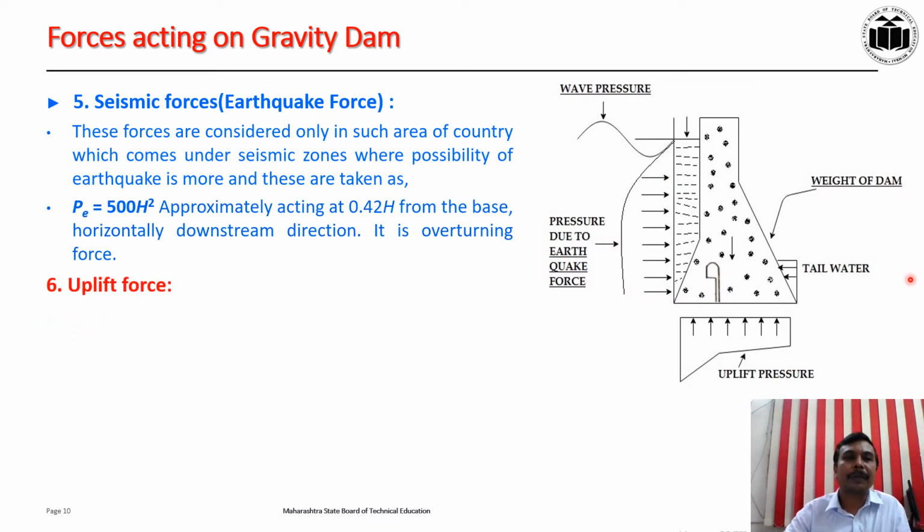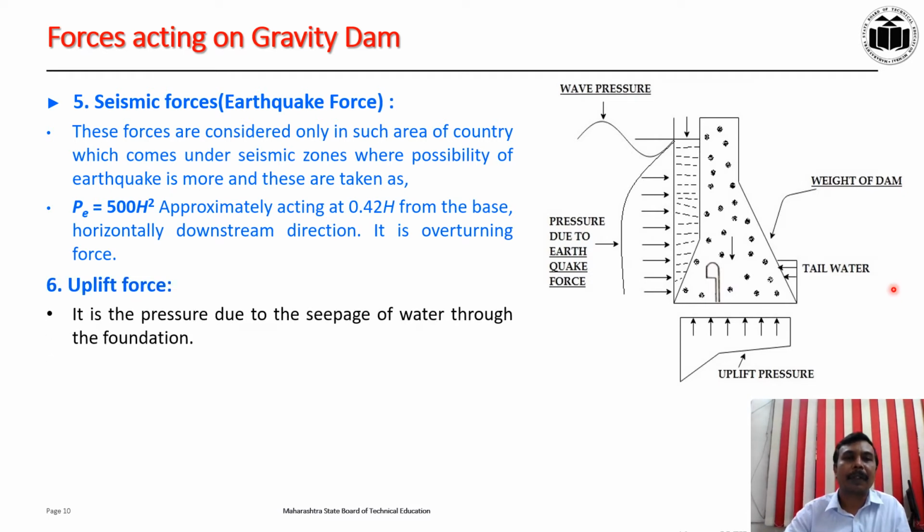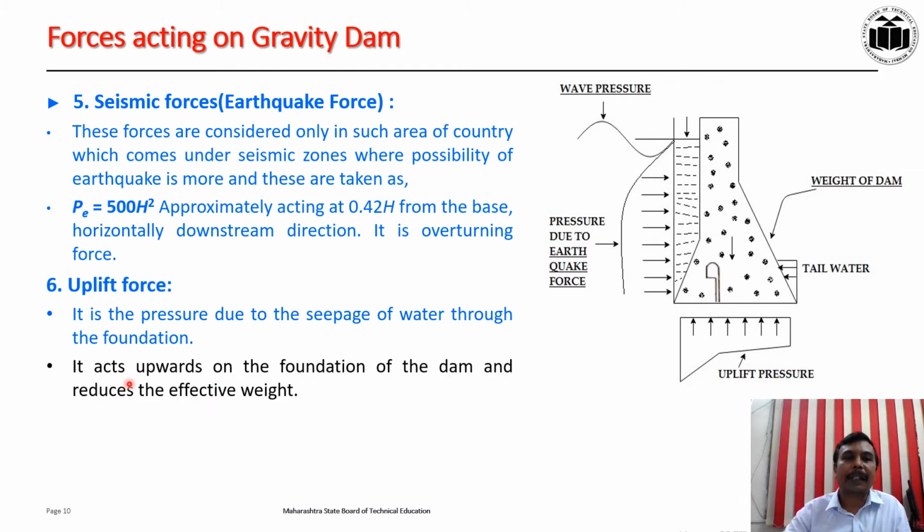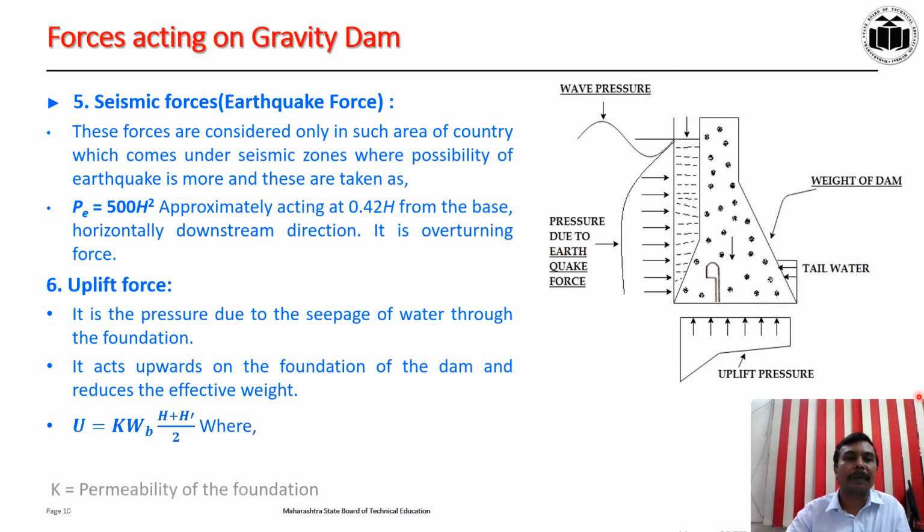Next force is the uplift force. It is the pressure due to the seepage of water through the foundation. See here, uplift pressure. It acts upward on the foundation of the dam and reduces the effective weight. Weight is coming this direction, uplift pressure is going in this direction, so it is reducing the effective weight. Its magnitude is given by U, that is K WB (H plus H dash) by 2, where K is the permeability of foundation.